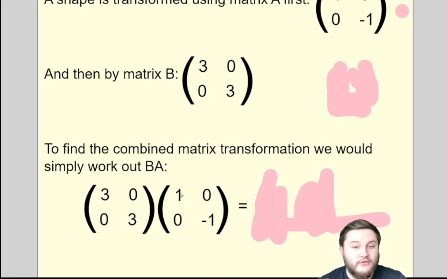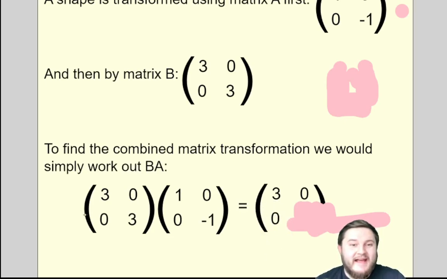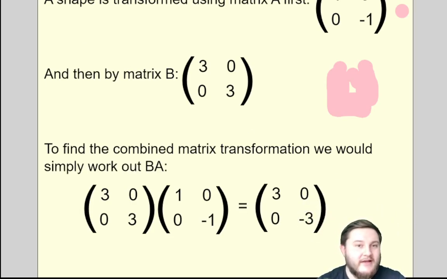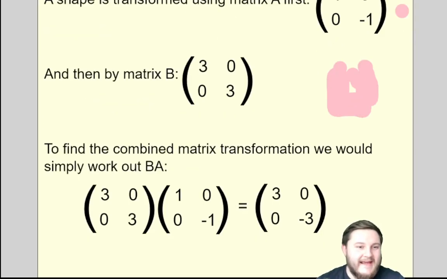So 3 times 1 is 3, 0 times 0 is 0, so the top number is going to be 3. And then 3 times 0 is 0, 0 times -1 is 0, so this top right one's going to be 0. 0 times 1 is 0, 3 times 0 is also 0, so this bottom left one's going to be 0. And 0 times 0 is 0, 3 times -1 is -3. So we get this. That would be the combined matrix transformation for that matrix followed by that matrix. So it would be A in this case. Hopefully that makes some kind of sense.